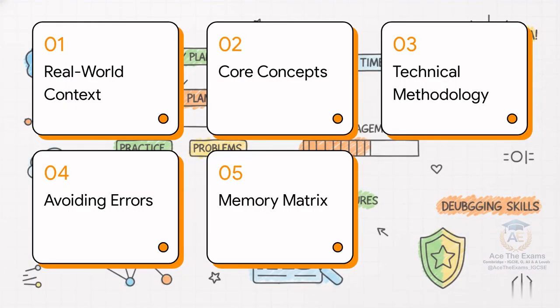Okay, let's dive into this strategic map. Here is our absolute blueprint for the perfect answer. Number 1, the real-world context hook. Number 2, defining core concepts. Number 3, the technical answer methodology. This is the core vault, where we'll reveal the PEEL framework. Number 4, avoiding classic exam errors. And finally, number 5, the ultimate memory matrix.